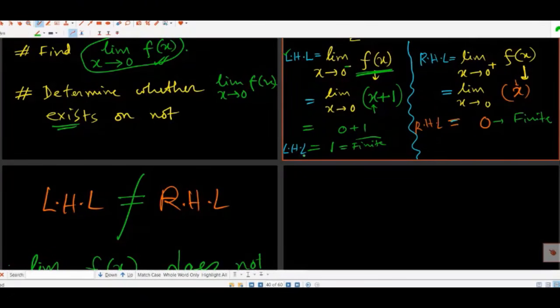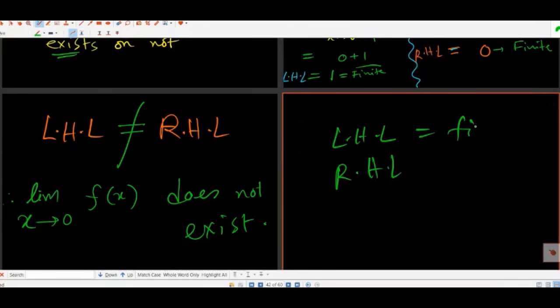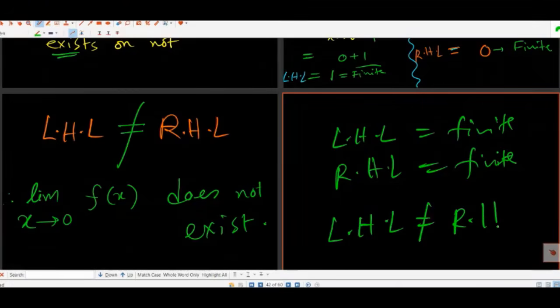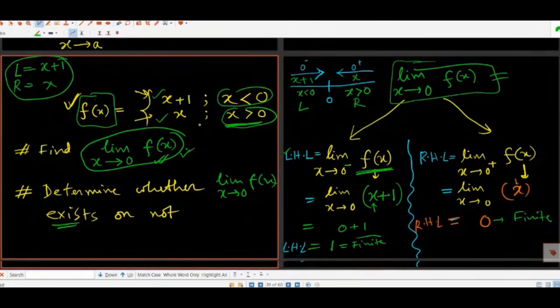Since the left hand limit and right hand limit are not the same, we call it does not exist. So despite the left hand limit and right hand limit being finite, the main limit doesn't exist because they are not the same. So the limit doesn't exist for this function. Do you get my point?